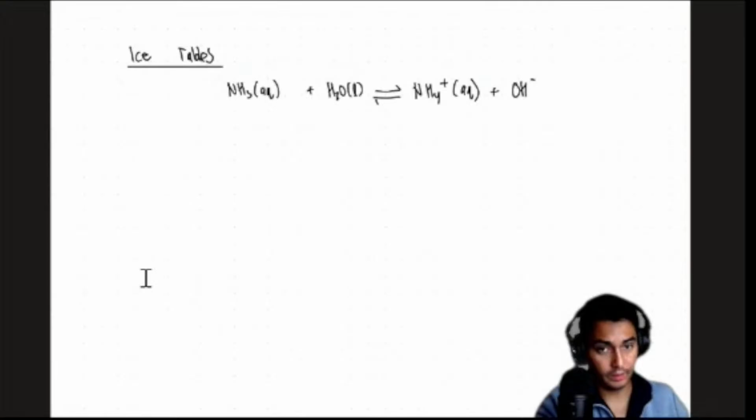And then for ammonium, we're going to say that's 0 initially, okay, as well as hydroxide. But over time, through the equilibrium process, they're going to shift to the right.